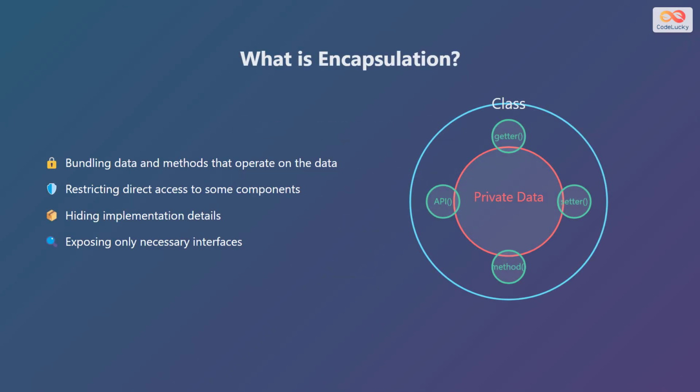Encapsulation is the bundling of data and the methods that operate on that data within a single unit or class. It involves restricting direct access to some of the class's components, acting as a protective wrapper to prevent unintended modifications. Encapsulation facilitates hiding the implementation details of a class, showing only the necessary interfaces to the outside world. Consider the diagram shown, where the outer circle represents the class, the inner circle represents the private data, and other smaller circles are public methods to access and modify the data.